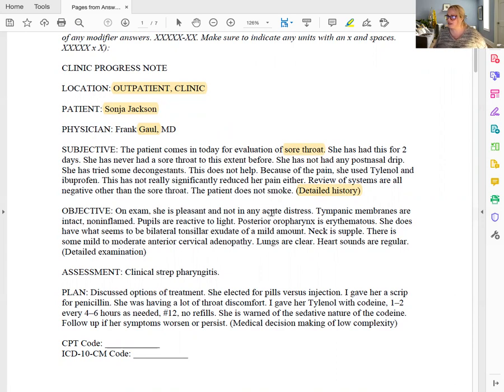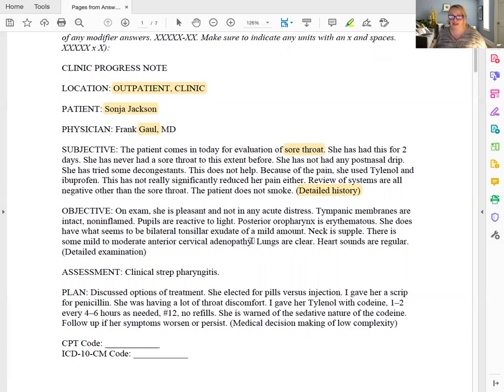On exam, she's pleasant and in no acute distress. Tympanic membranes are intact, sorry, they're there. Her eardrums are there, they're not inflamed. Her pupils are reactive to light. Posterior oropharynx is erythematous. That means that she has a little bit of redness in her throat. She does have what seems to be bilateral tonsillar exudate of a mild amount. Neck is supple, and there is some mild to moderate anterior cervical adenopathy.